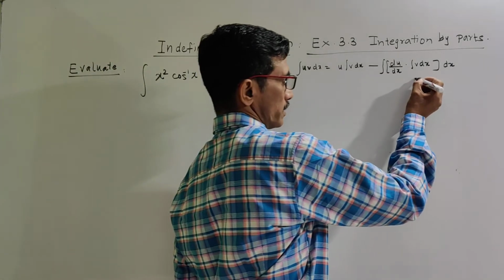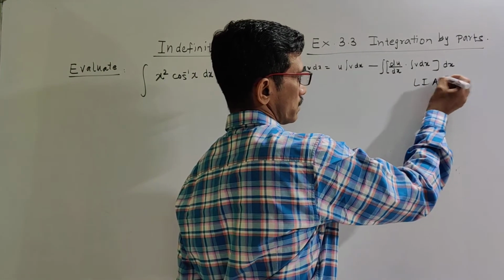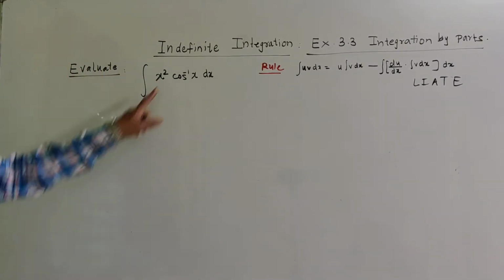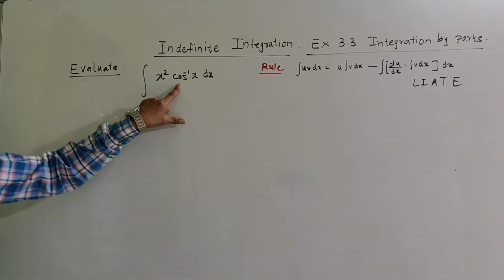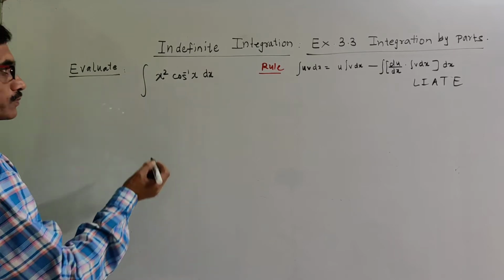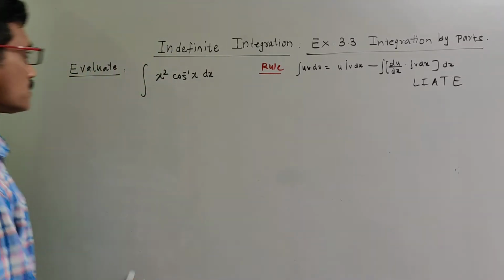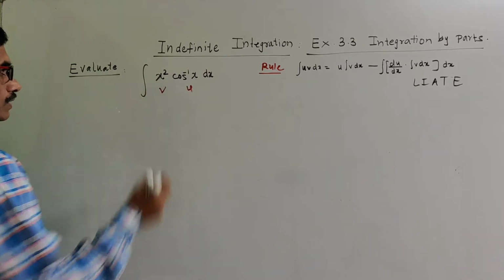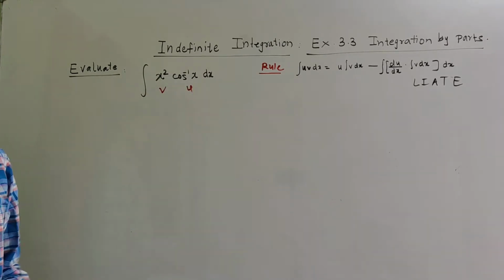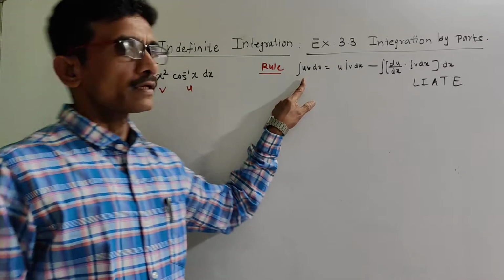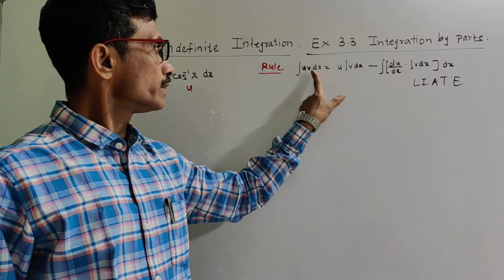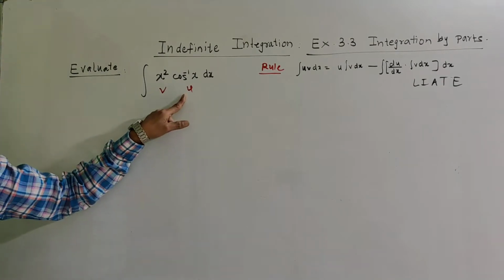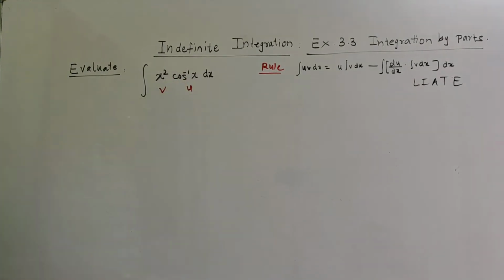The order of these letters is ILATE. So here in this integral, the inverse function will be the first function, and this is the algebraic function. So this is u and this is v, and we integrate by parts. What is the integration by parts? Integral of uv dx is u integral of v dx. So u is cos inverse of x, which we choose here.